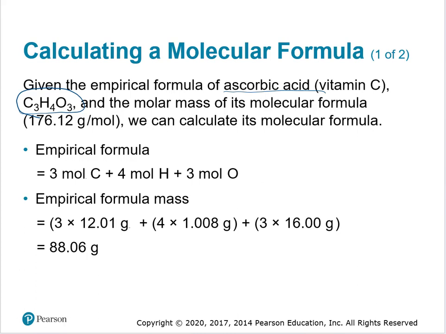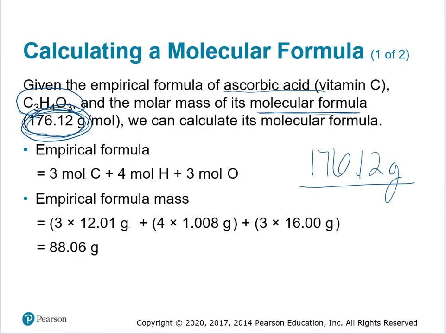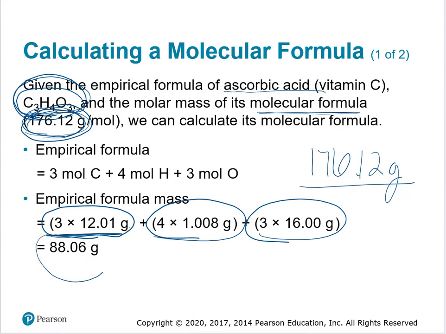Let's look back at that vitamin C, ascorbic acid, C3H4O3. The molar mass of its molecular formula is 176.12 grams per mole. In order to find out the molecular formula, we need to take the molecular formula's mass, the 176.12, and divide it by the empirical formula's mass. So we need to add up 3 carbons, 4 H's, and 3 oxygens, which they did right here. 3 carbons, 4 hydrogens, 3 oxygens, and they got 88.06 grams.